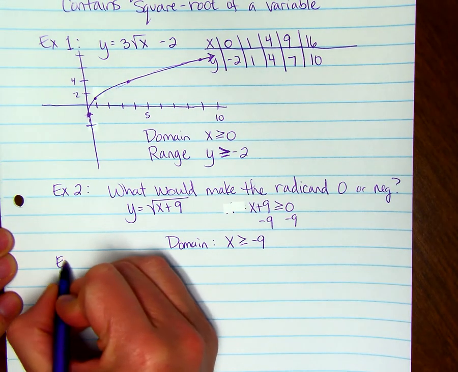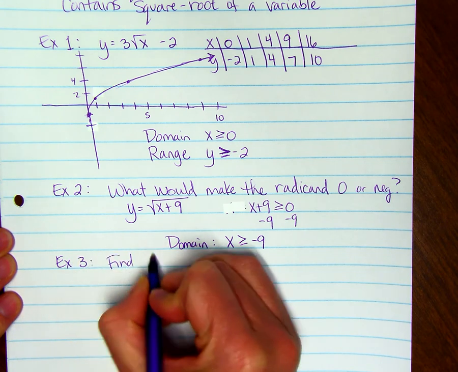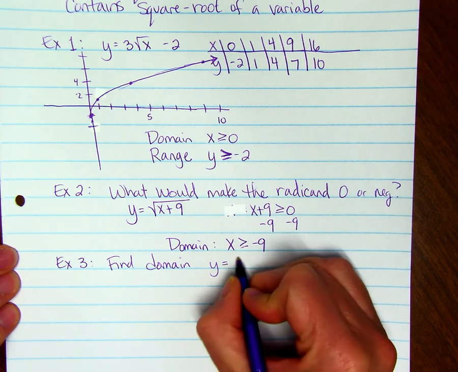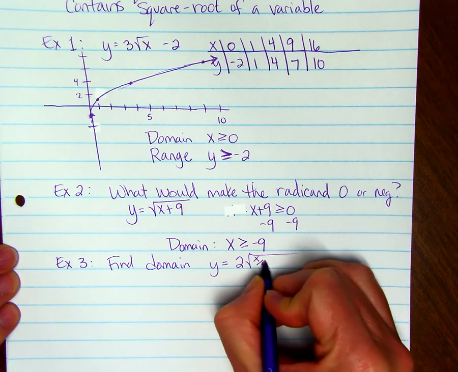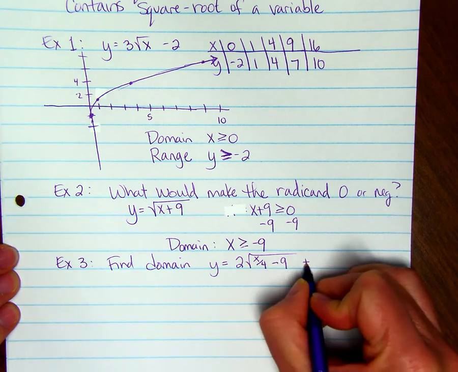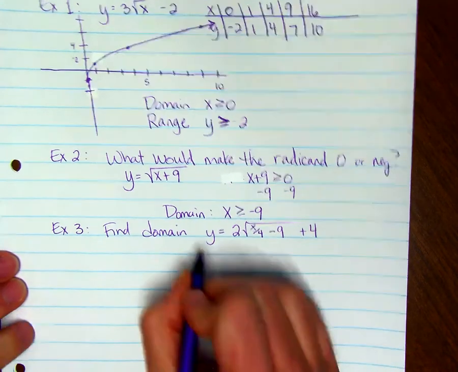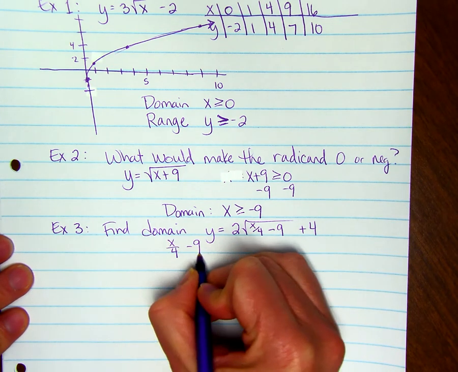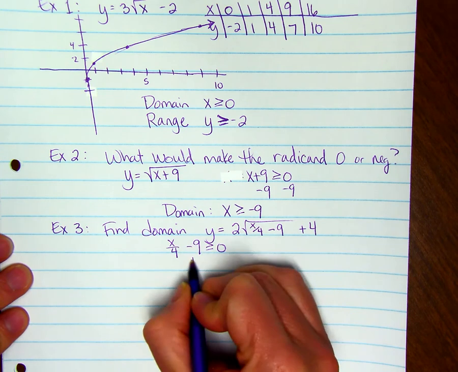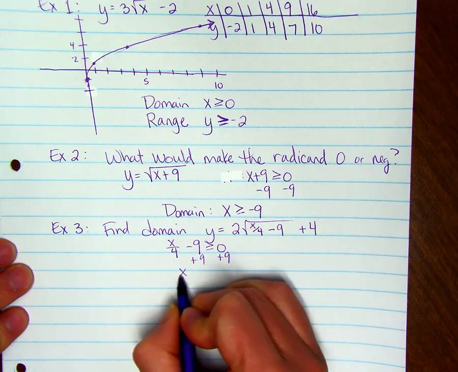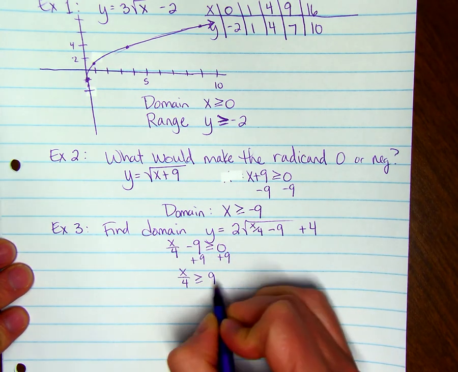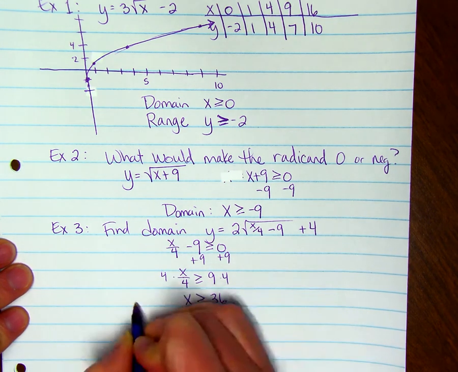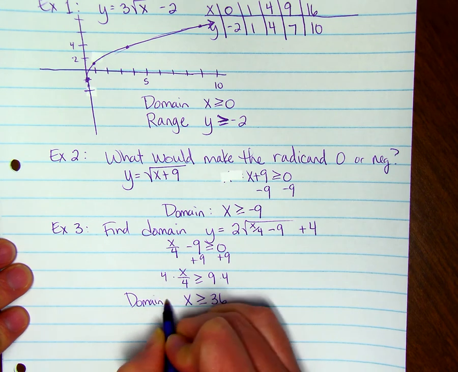Okay, example 3. Let's find the domain of y equals 2 square root of x divided by 4 minus 9 plus 4. So what we need to do is we take x divided by 4 minus 9 and we set it greater than or equal to 0. We add 9 to both sides, so x divided by 4 has to be greater than or equal to 9, and then we times both sides by 4. So x has to be greater than or equal to 36, and that's our domain.